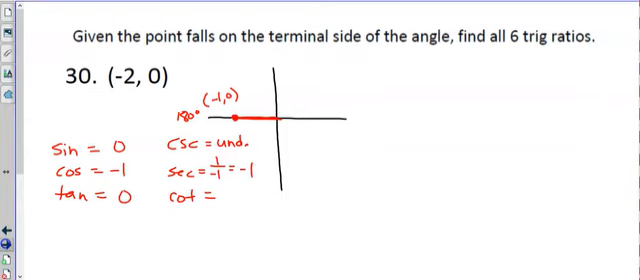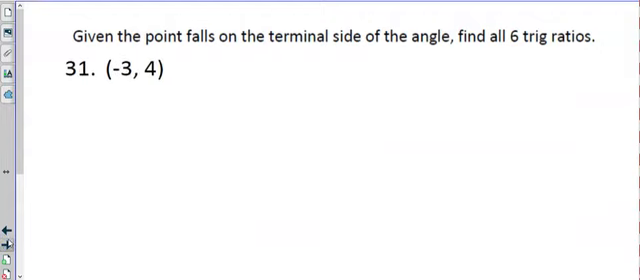That works. Cotangent would be, so tan is y over x. Cotangent is x over y. If you try that, you end up with -1 over 0, which is undefined. So that one's also undefined. And then 31.